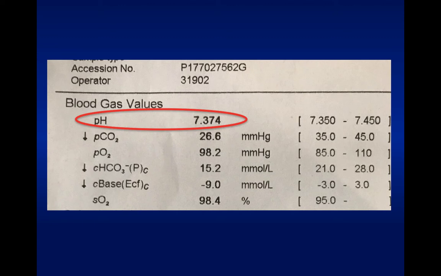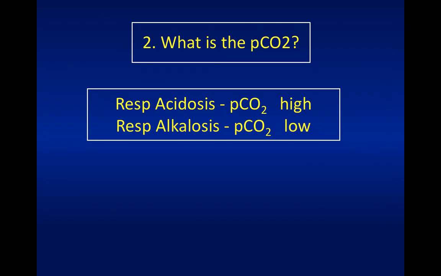That's a good point. But some of the teaching I've heard, and this is what I do, is to just ignore the ranges and stick with those numbers. So if it's less than 7.4, it's an acidemia. Good. Right, the next thing I look at is what's the CO2?